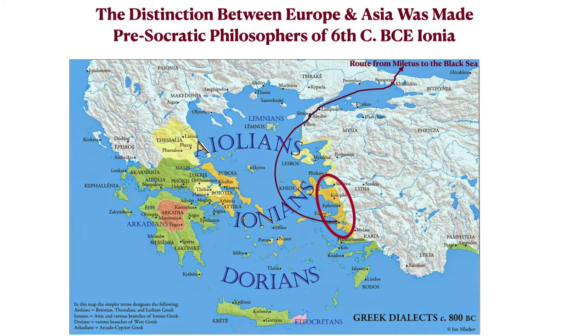And the beginning of Greek philosophy took place in Ionia, the area that I've put a red oval around. And it was Ionians who made the distinction between Europe and Asia. And I have also put on this map a red arrow showing more or less the sea route from the city of Miletus, most important of these Ionian cities, into the Black Sea.